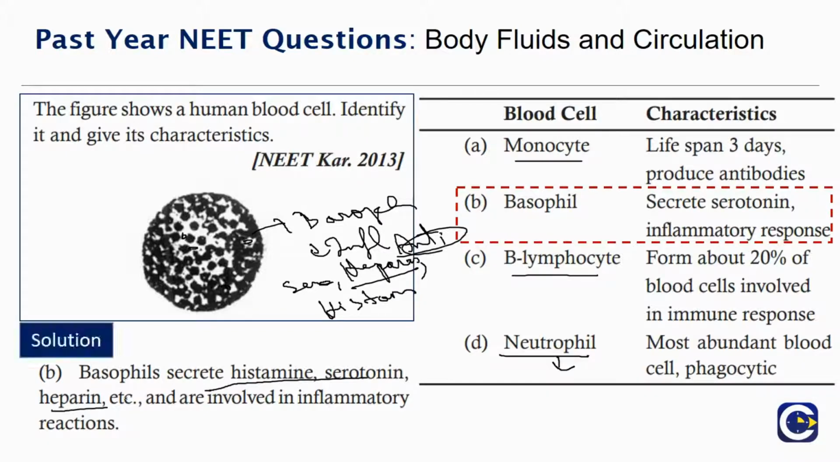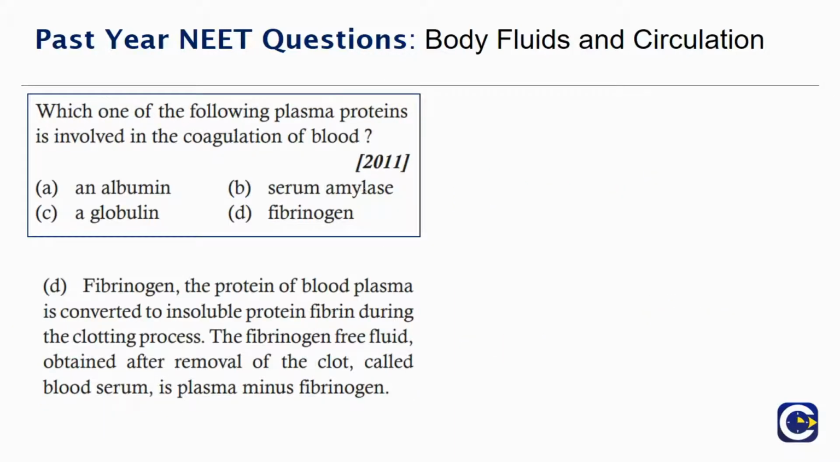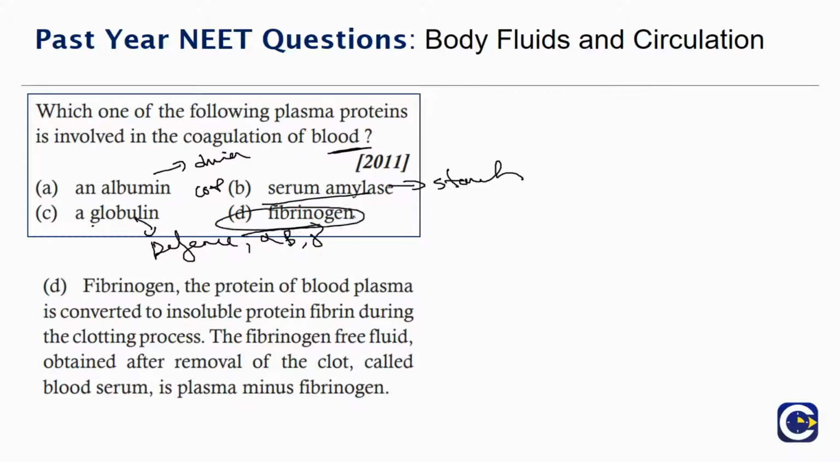So the next question is, which one of the following plasma proteins is involved in coagulation of blood? The options given are albumin, serum amylase, globulin, fibrinogen. So albumin is produced by the liver. It maintains the colloidal osmotic pressure. What does serum amylase do? In our previous videos of digestion and absorption, we talked about the amylase, which acts on starch. So it does not do anything to the blood. What is globulin? Globulin is involved in defense mechanisms: alpha, beta, gamma globulins. So only fibrinogen produced by the liver is involved in coagulation.